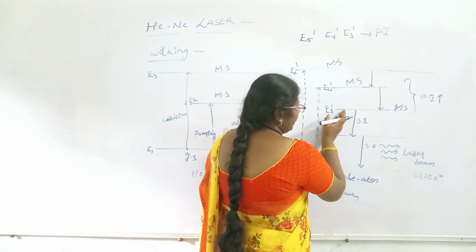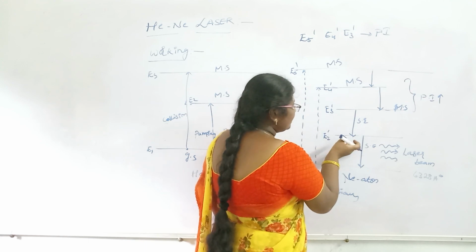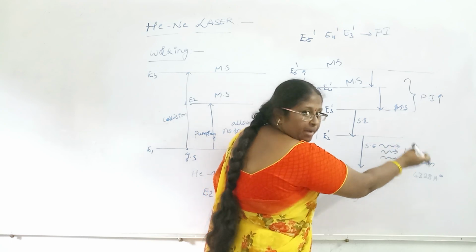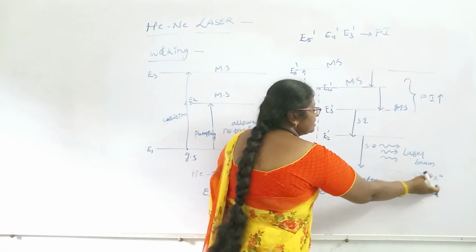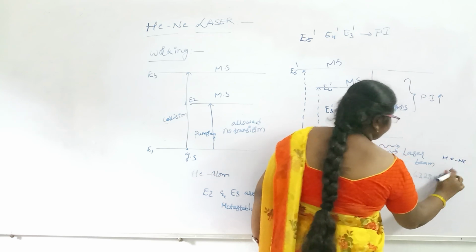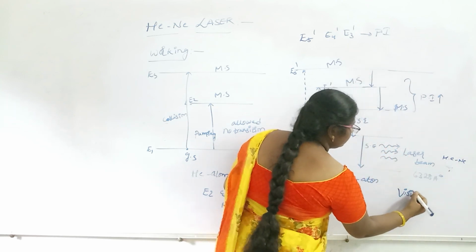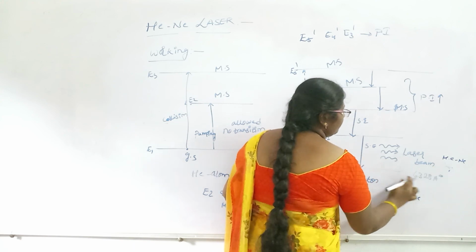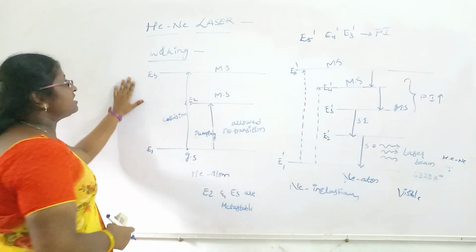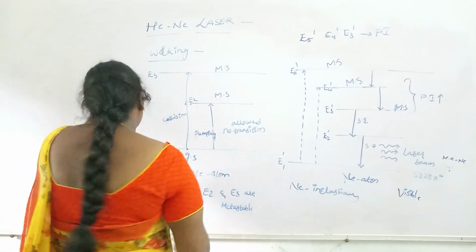Then spontaneous emission will occur from E2 dash to E1 dash, and the laser beam will be emitted. The laser beam is called the helium neon laser beam, which is visible light with a wavelength of 6328 angstroms. This is called the working of the helium neon laser.